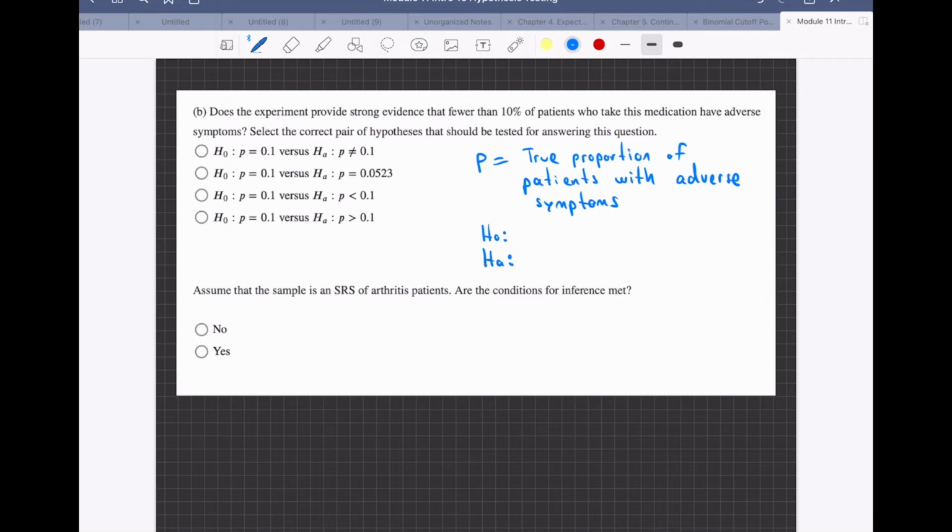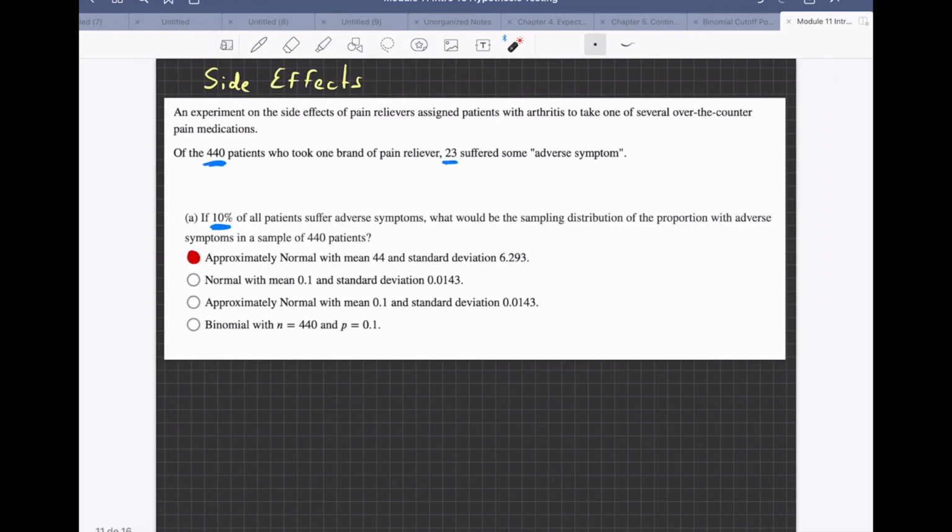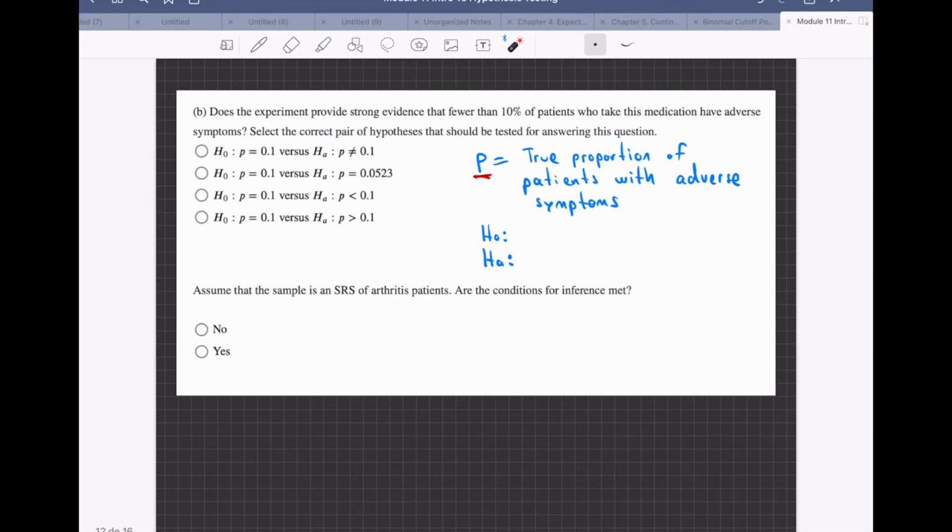H null, always the parameter equal to something. Here it says that 10% of all patients suffer that. So this is supposed to be the hypothetical value, right? So 0.10. So P is supposed to be equal to 0.10. And on the alternative, what do we have to put? P greater, less, or different.